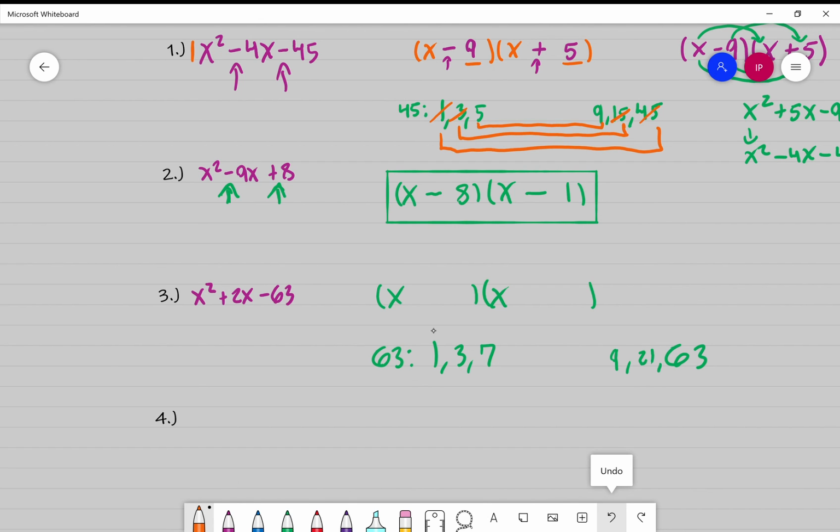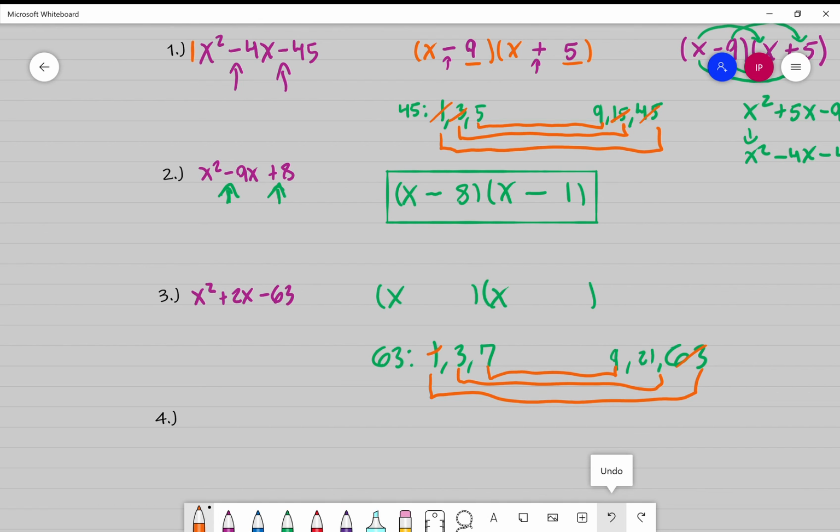So now we need to pick out our numbers. We know 1 times 63 is 63. 1 plus 63 is 64, so that doesn't work. 1 minus 63 is, I'm having a brain fart. Yeah, negative 62. That doesn't work, so we can mark that out.